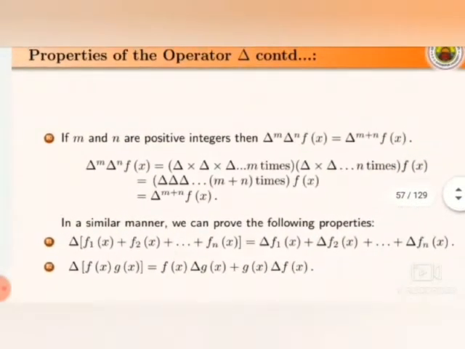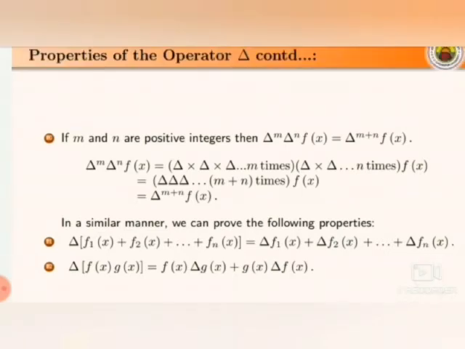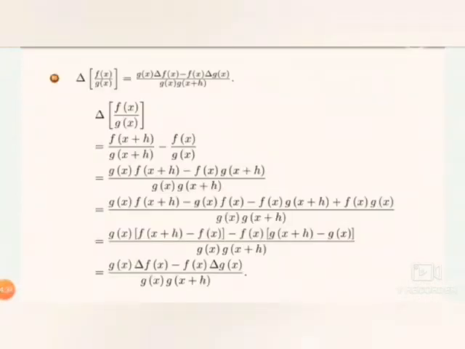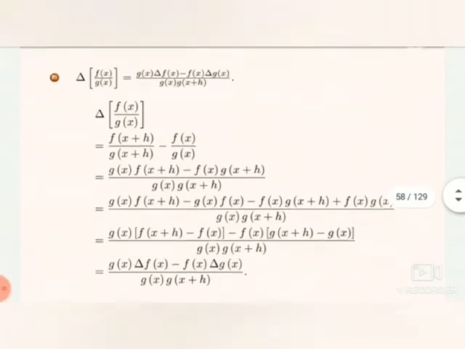And then del of f of x into g of x equals f of x into del of g of x plus g of x into del of f of x. This is the multiplication property. So we can write the forward differencing of multiplication of functions likewise. And the next property is the division of the forward differencing operator.